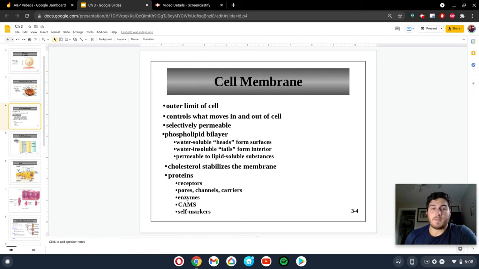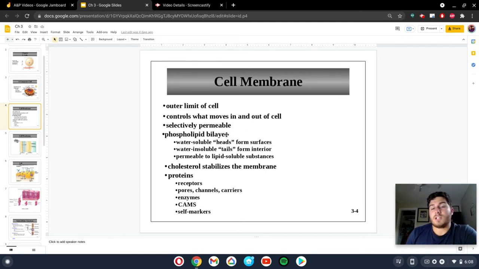So, what is the cell membrane? It is the outer limit of the cell. So, it is what we find on the outside of the cell. It is going to be selectively permeable, meaning that it is going to be selective as to what permeates in and out of the cell. Another way of saying it is it controls what comes in and out. Right? So, it's selective. It picks and chooses what comes in and what leaves.